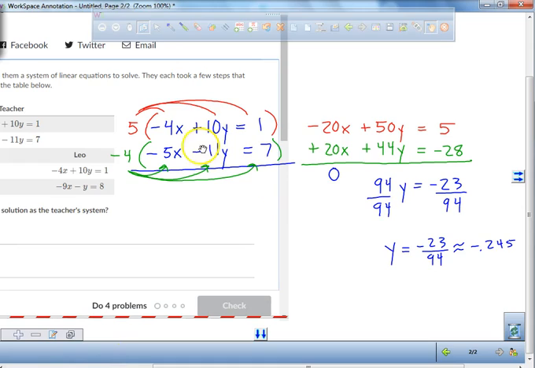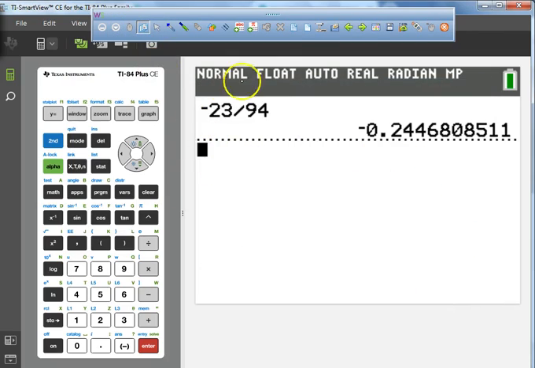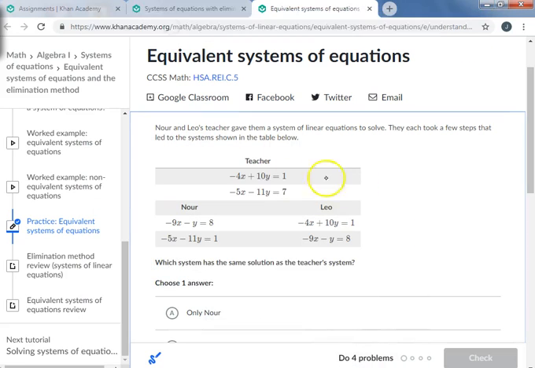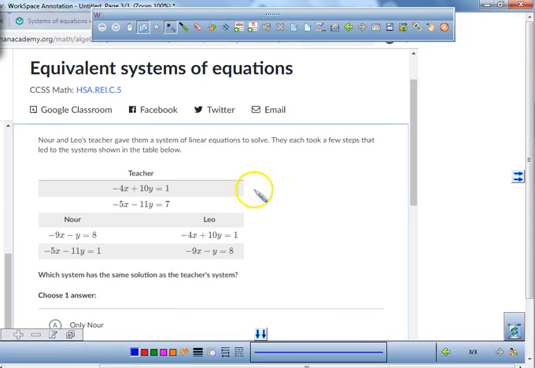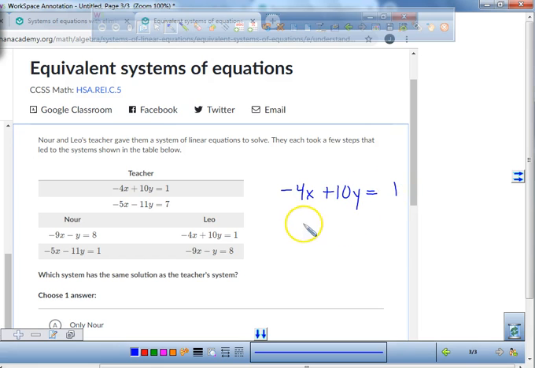Okay? All right, so what I'm going to do here, I'm going to start over real quick. Take a screenshot. I'm going to start the same process. I'm going to write down negative 4x plus 10y equals 1 and negative 5x minus 11y equals 7. So I'm going to start the exact same process. We're going to do this one more time. But this time, we're not going to eliminate x. We're going to eliminate the y value. So please go ahead and do that right there.